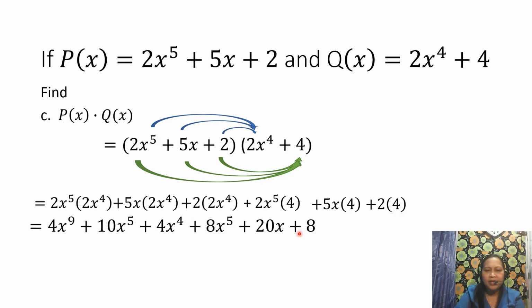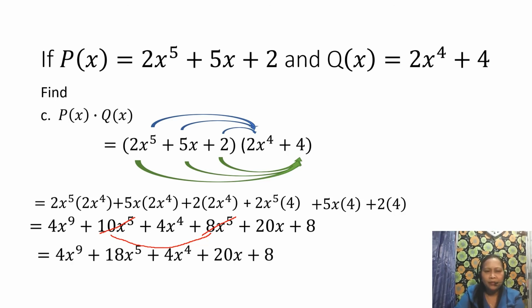When we say like terms, same variable and same exponent. Yes, this one. 10x raised to 5 and 8x raised to 5 are like terms. So therefore, we can combine these two. So 4x raised to 9, just copy. And then 10 plus 8, that is 18. And copy the common terms, x to the power of 5. Then copy 4x raised to 4 plus 20x plus 8.